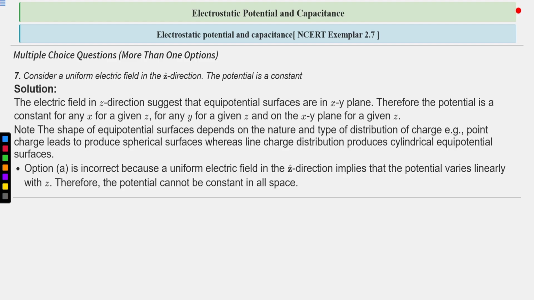So option A is incorrect because a uniform electric field in the z direction implies that potential varies linearly with z, therefore the potential cannot be constant in all space. Potential is only constant in the xy plane, not in the z direction, because the electric field has direction along the z axis. So potential will decrease as we move along the z axis in the direction of electric field. So potential is not constant in the z direction. That's why option A is incorrect. Potential cannot be constant in all space.